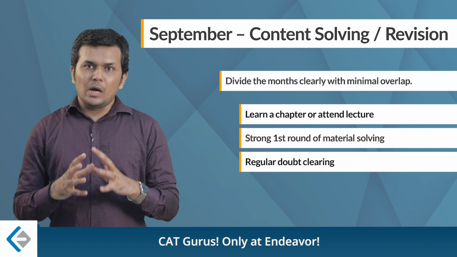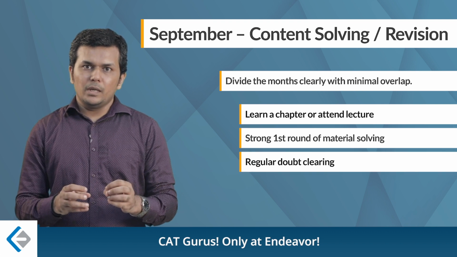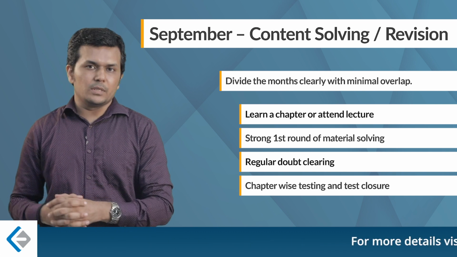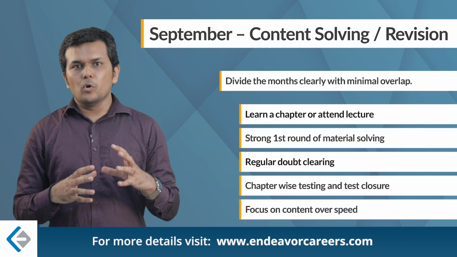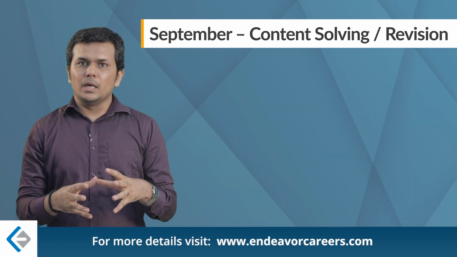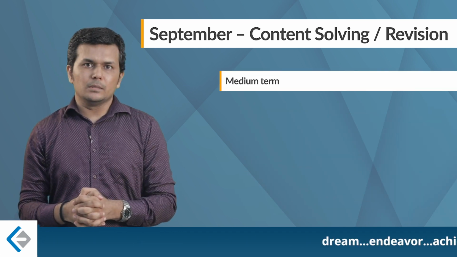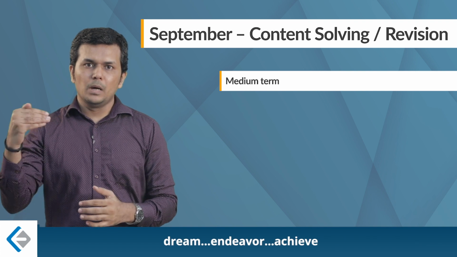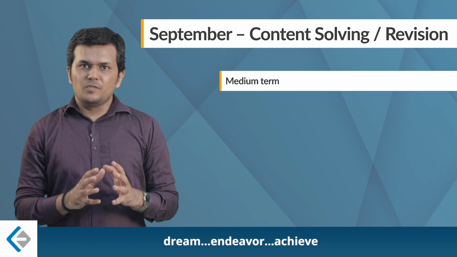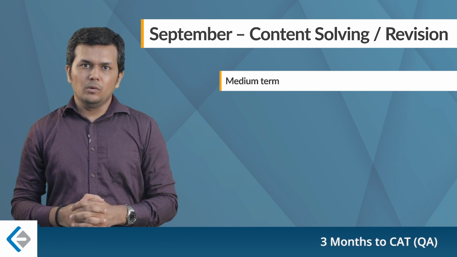Third step, get a doubt cleared on a particular channel or medium, and the fourth step is take chapter wise test and close those tests. Now, at this stage you should be focusing more on content rather than focusing too much on your speed. Now, if you are somebody who is into intermediate level of your preparation, that is someone who started the preparation from March or April, in that case you might be done with at least 50 to 60% of the curriculum by now.